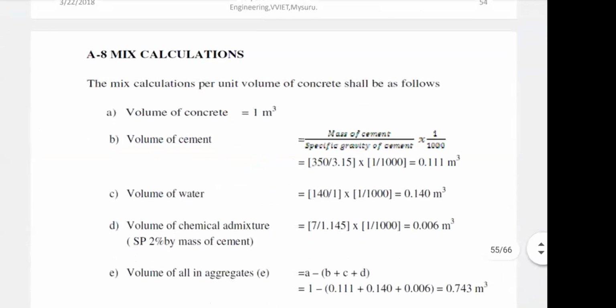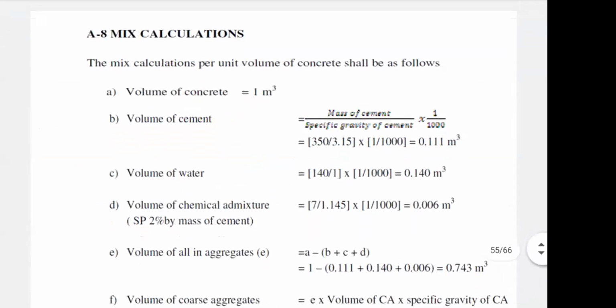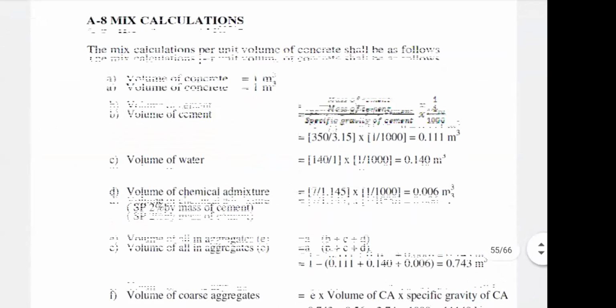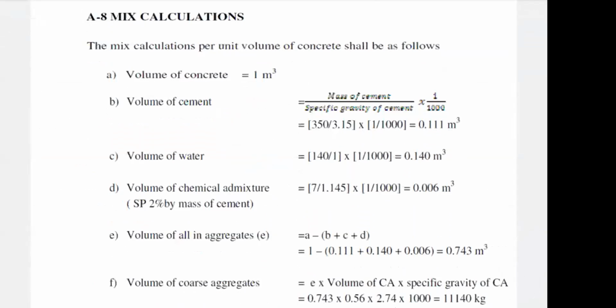Now we'll see the mix calculation. So you should take a screenshot of this slide because this is very important. The mix calculation per unit volume of concrete shall be as follows. I have already told you that for fine aggregate, coarse aggregate and cement content, the volume of concrete should be calculated per m cube. So here A is the volume of concrete, equal to 1 m cube.